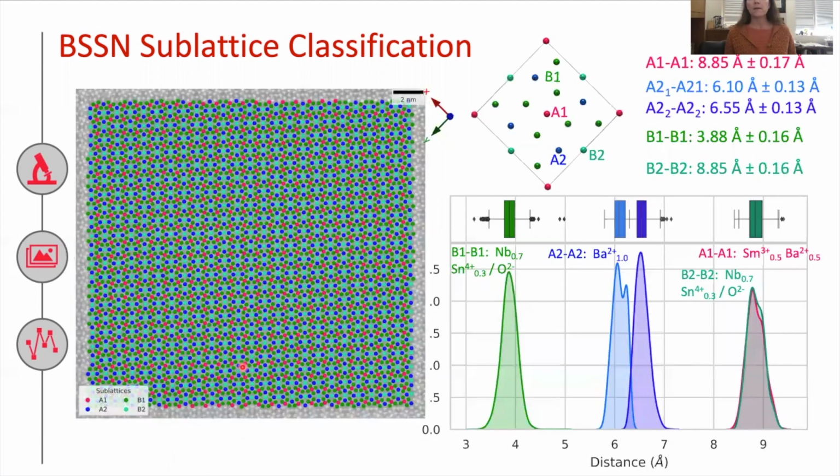Once we do that classification, we can do similar types of statistics that I showed you before. So this is the BSSN sublattice, and here again we're looking at these partial, it's not completely a pair distribution function. It's just looking at the nearest neighbor lengths between B1, B1, A1, A1, and B2, B2, and we have the ability to look at these distributions, look for splitting in the structure that can have to do with octahedral tilt rotations in this material.